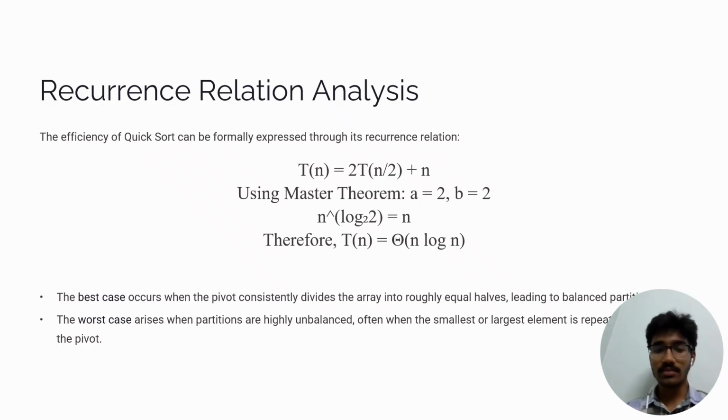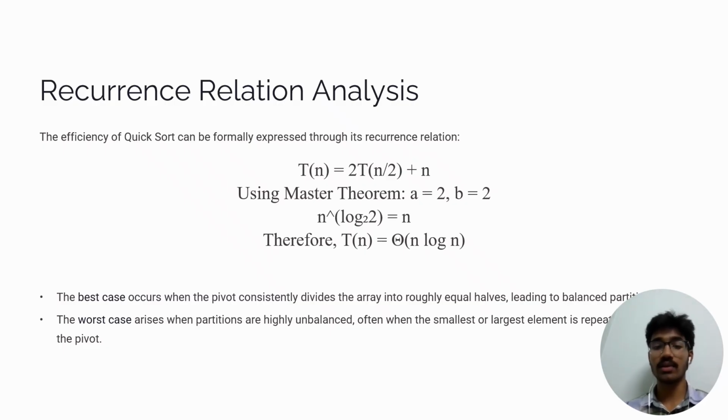Using the master theorem, from the basic relation of the master theorem, a T of n by b plus f of n. Here f of n will be n, a is 2, b is 2. And from the first case of the master theorem, we can conclude that the time complexity of quicksort will be theta of n log n.